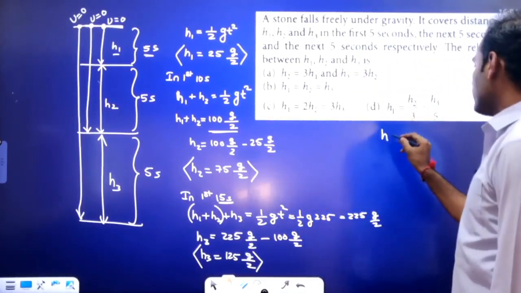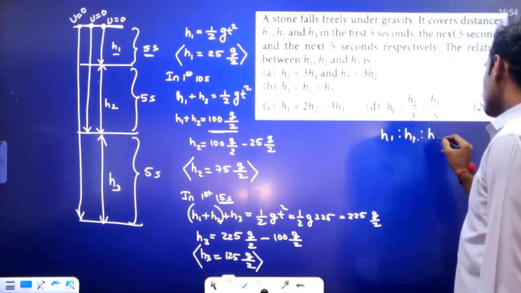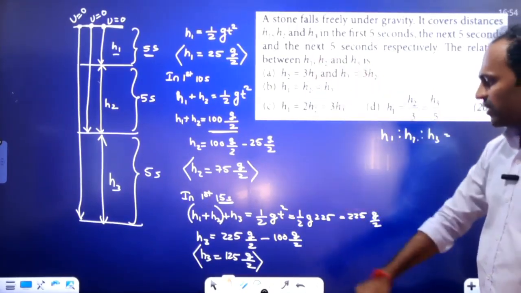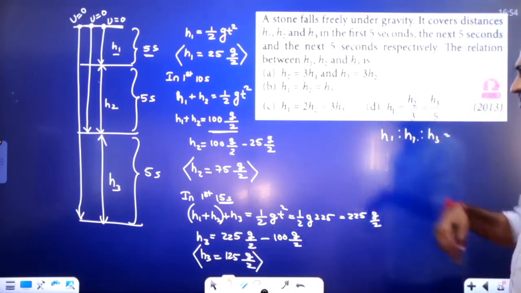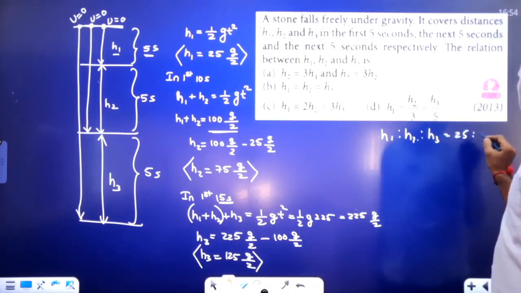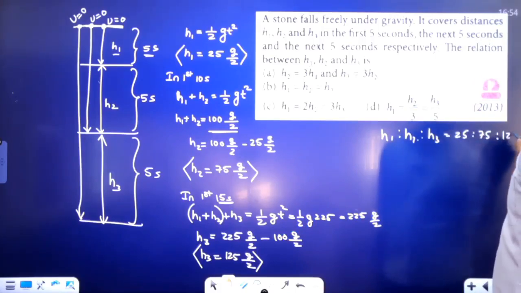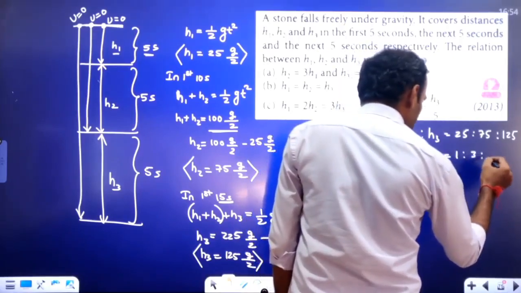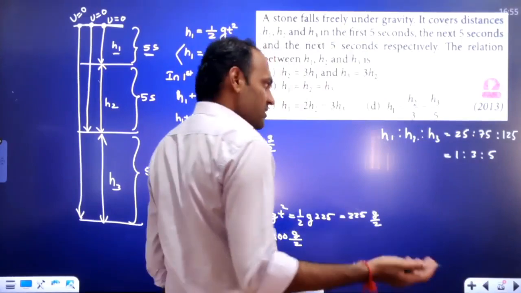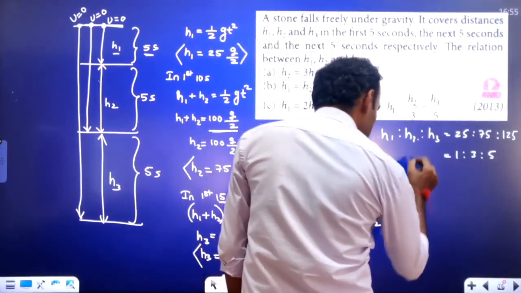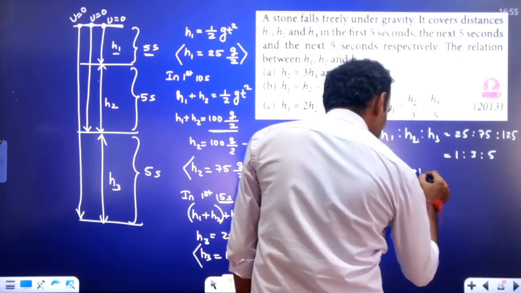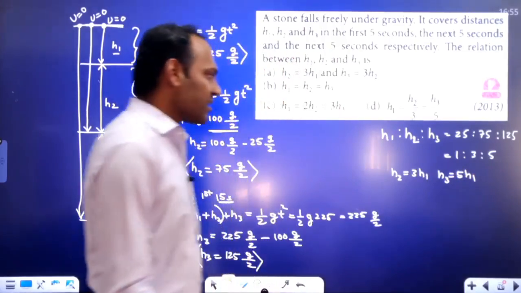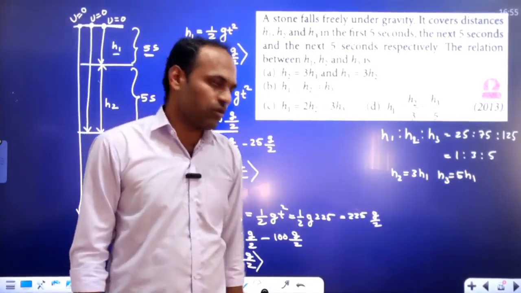So if I take the ratio of h1 is to h2 is to h3, how much is h1? 25 g by 2. How much is h2? 75 g by 2. How much is h3? 125 g by 2. G by 2 is common. So what I will get? 25 is to 75 is to 125. If I take 25 common in this, I will get 1 is to 3 is to 5. What does it indicate? It indicates that h2 is equal to 3 times of h1 and h3 is equal to 5 times of h1. Correct?